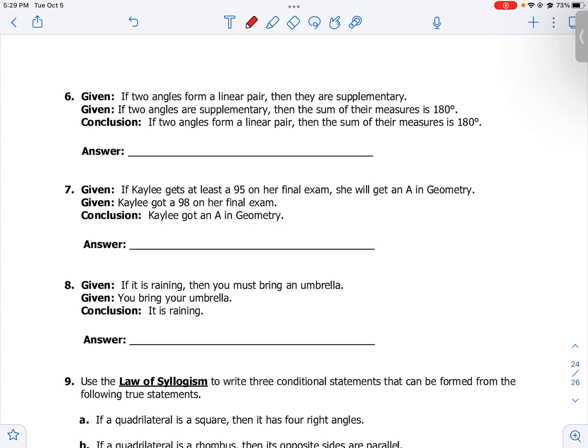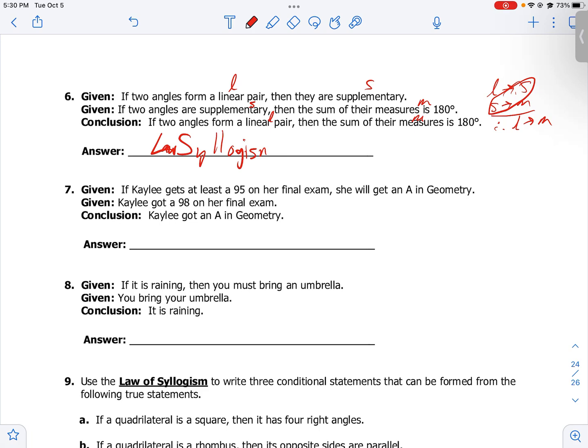All right, here we go. If two angles form a linear pair, L, then they are supplementary, S. If two angles are supplementary, S, then their measure is 180. So if L, then S. If S, then M. Therefore, if two angles form a linear pair, L, then the measures are 180. L, then M. That actually follows. We got the link in the middle. So that is the law of syllogism. Okay? And we use LS, law of syllogism.